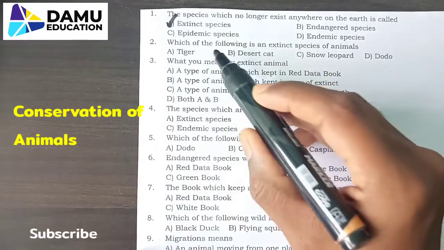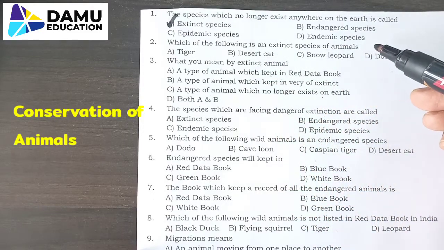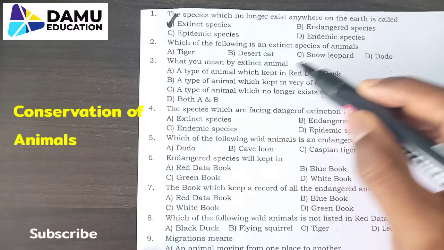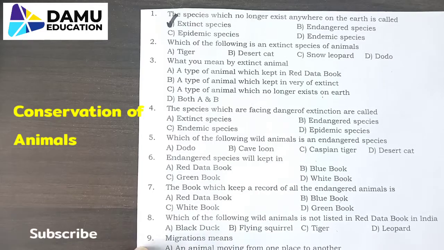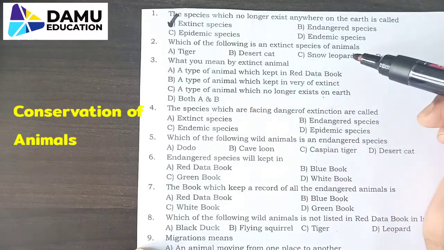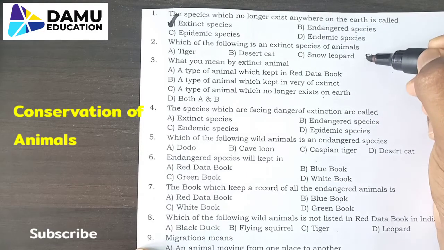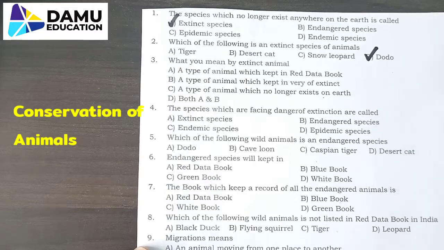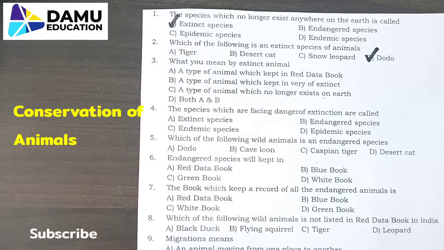That type of species is called extinct species. Next one. Which of the following is an extinct species of animals? Which of the following species are extinct, already completely gone from the earth? Tigers are there, desert cat is also there, snow leopard and dodo. If you have any doubts, you can type dodo on the internet. We will get the dodo bird. It looks like a duck.